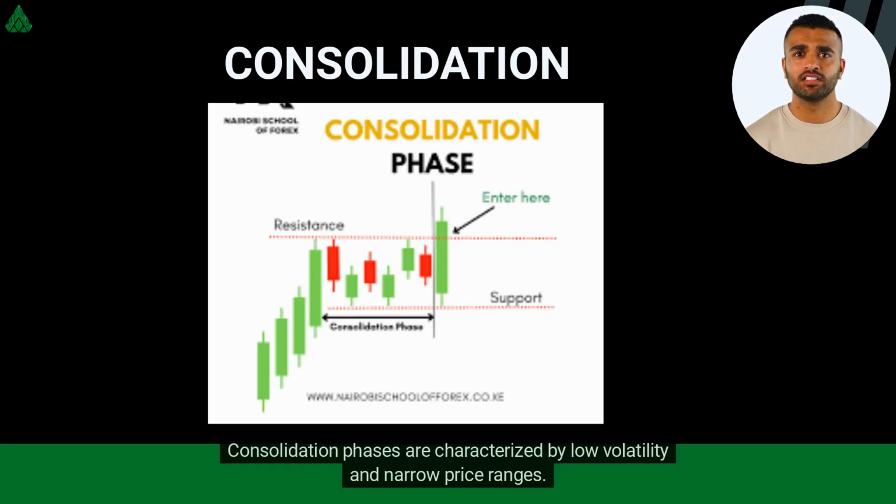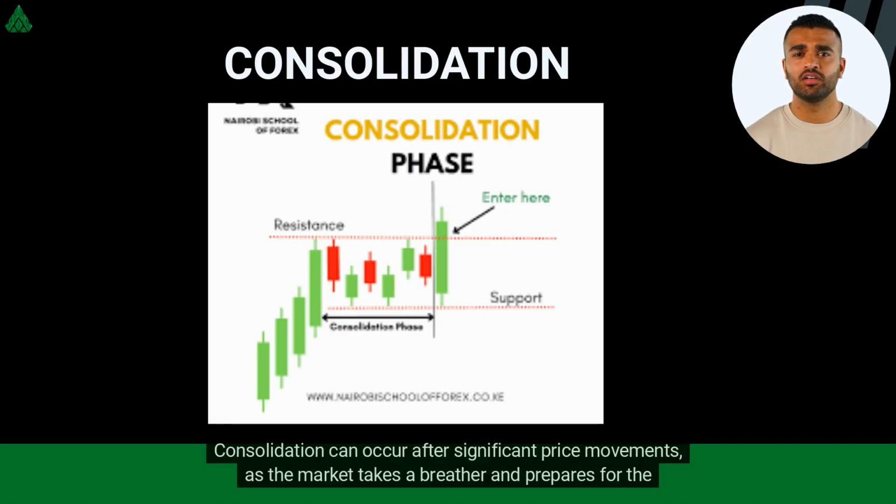trend. Consolidation phases are characterized by low volatility and narrow price ranges. Traders often stay on the sidelines during consolidation, waiting for a breakout. Consolidation can occur after significant price movements as the market takes a breather and prepares for the next move.